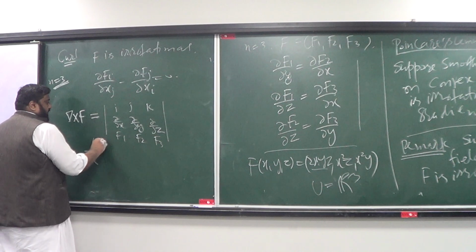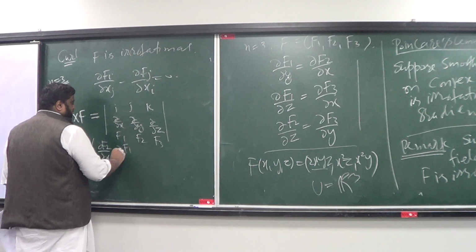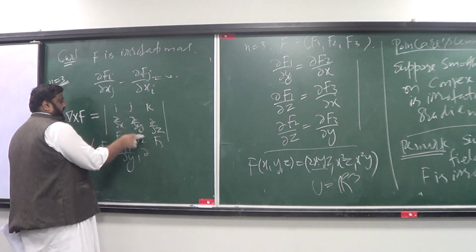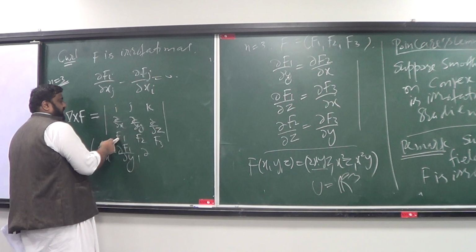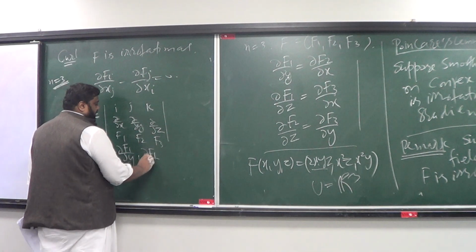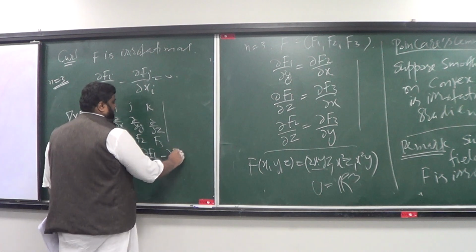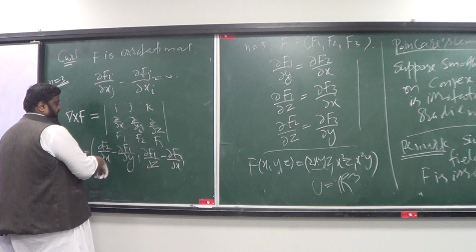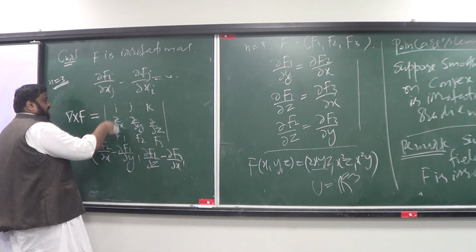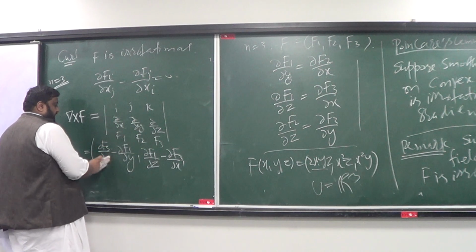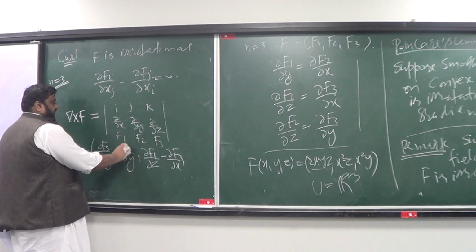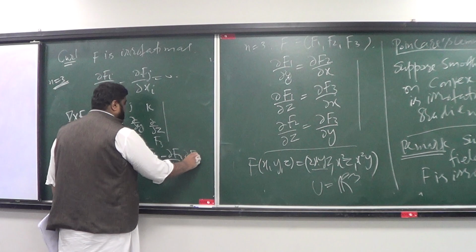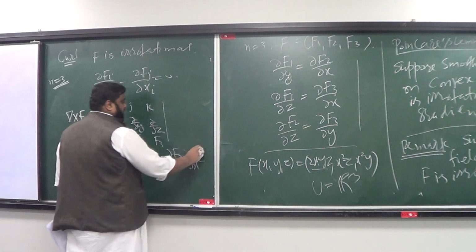The first component is going to be partial f3 by partial y minus partial f2 by partial z. The second is partial f1 by partial z minus partial f3 by partial x, if you multiply it with the minus. Okay, I made a silly mistake there. And the final one is partial f2 by partial x minus partial f1 by partial y.